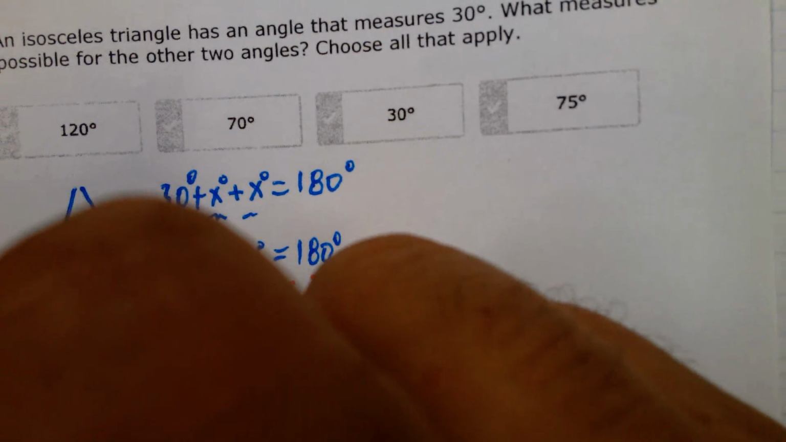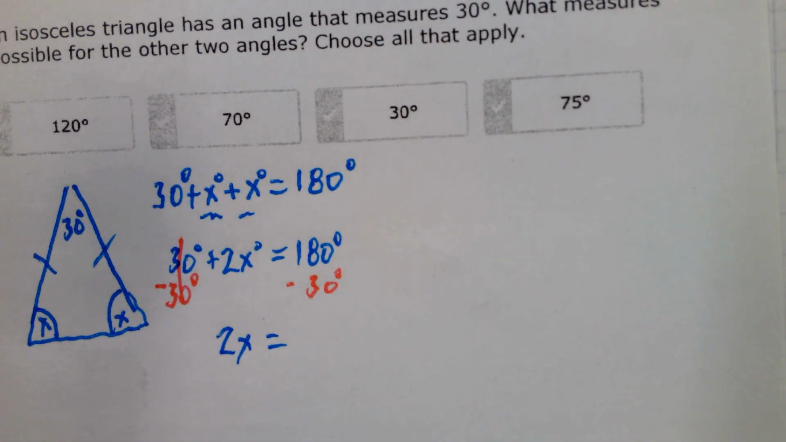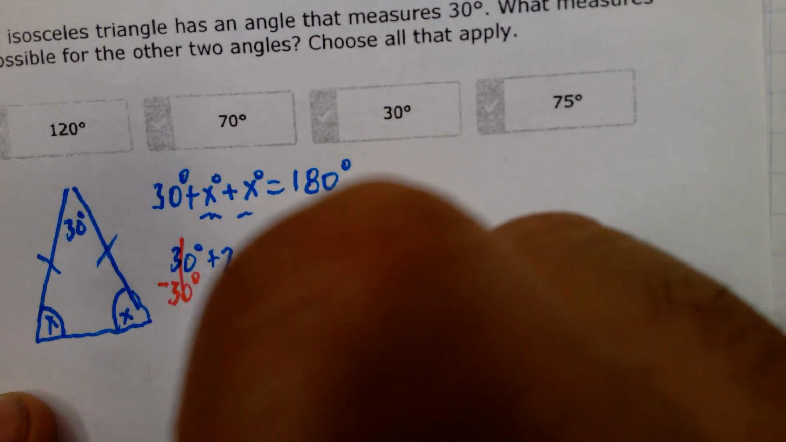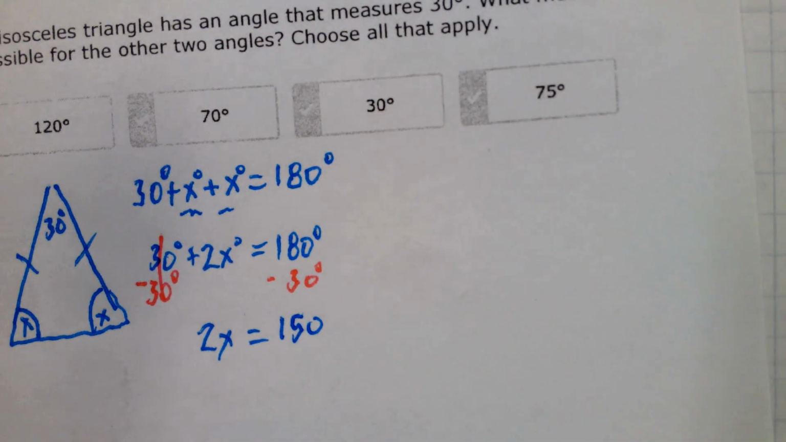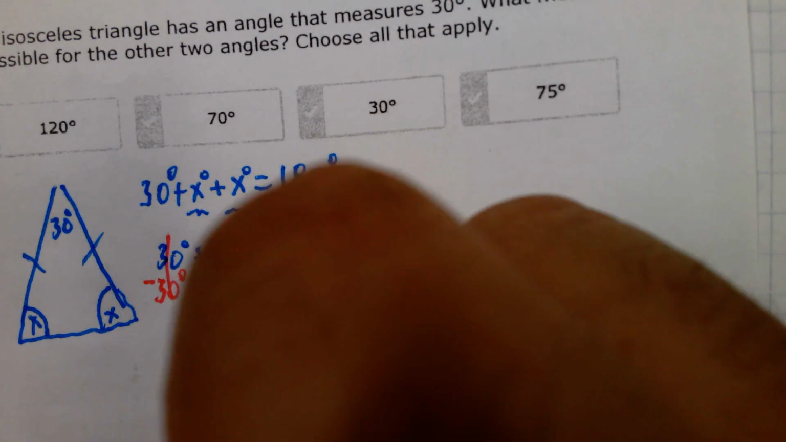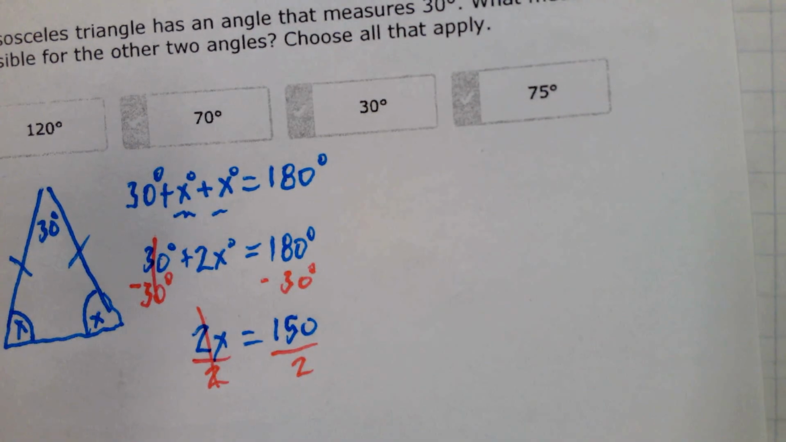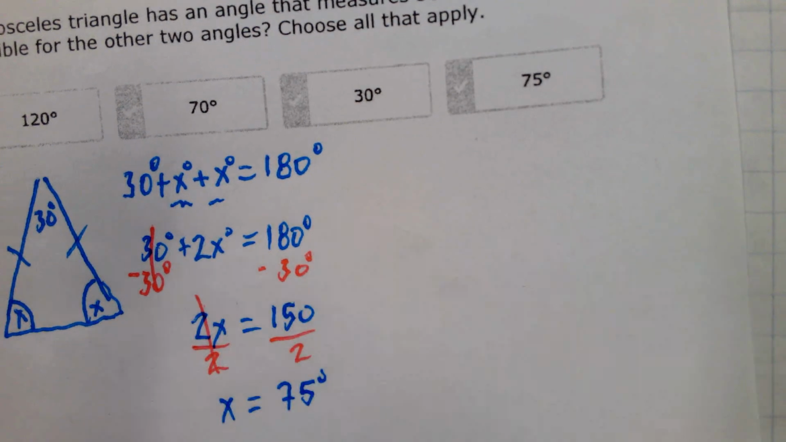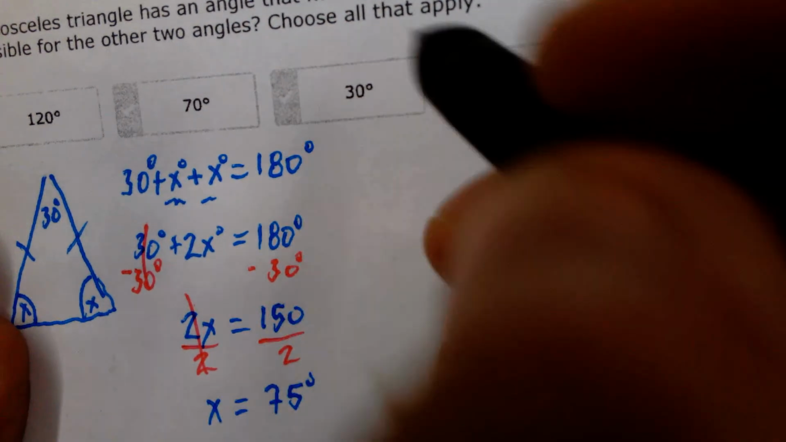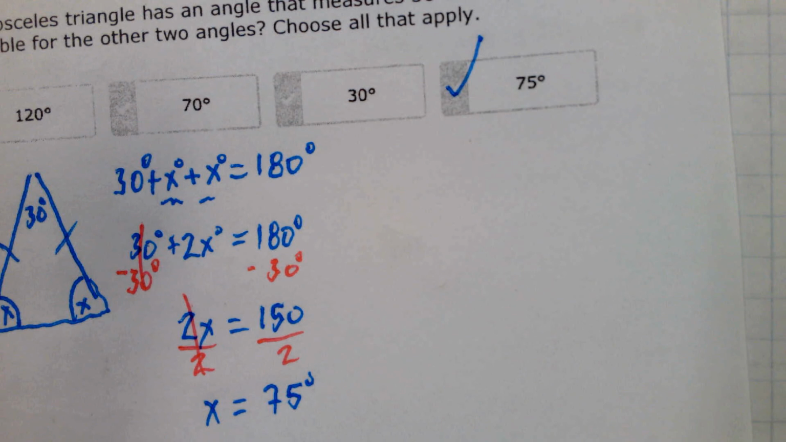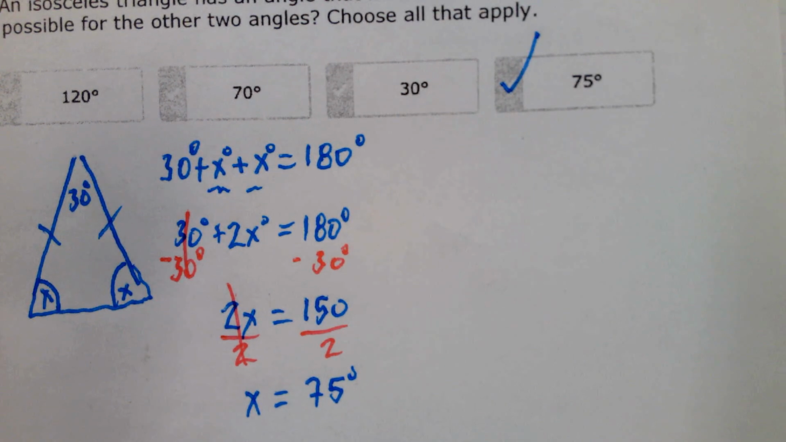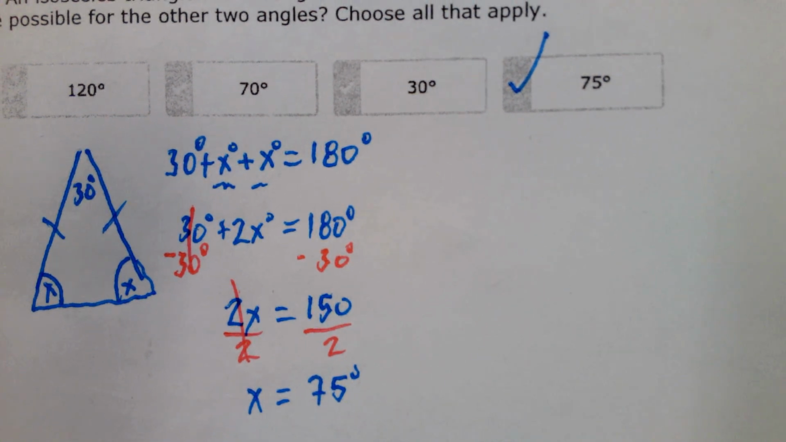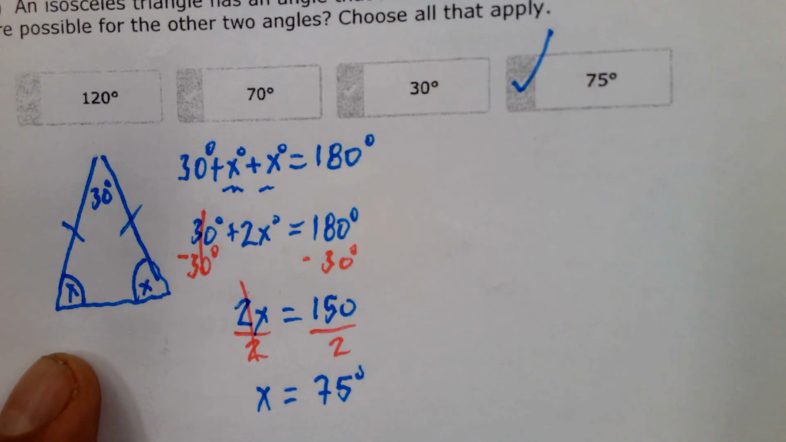So we get 2x equals 150. And divide that by 2, what do we get? All right. So 75 would work. Anything else? Well, I said there's more than one right answer. And there is. And it has to do with the type of isosceles.